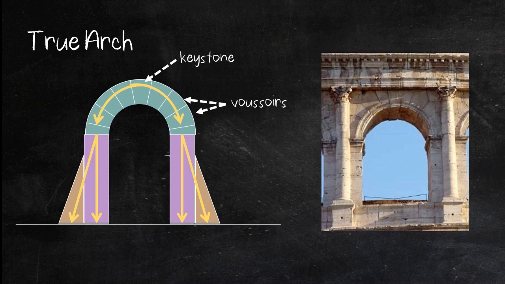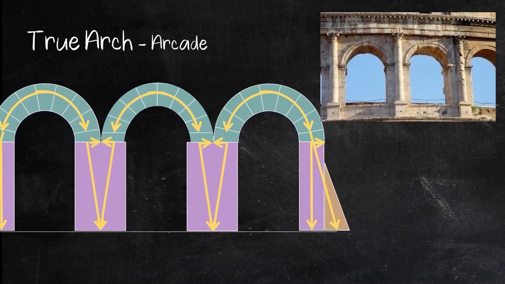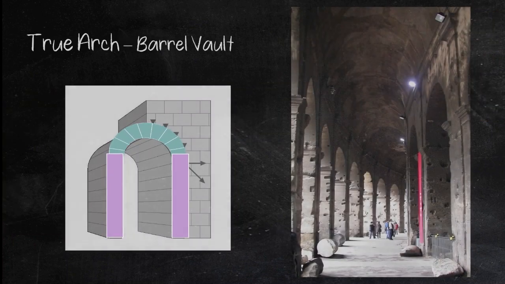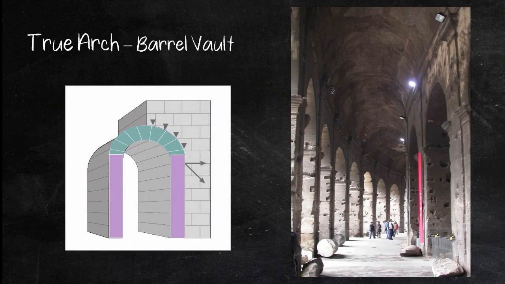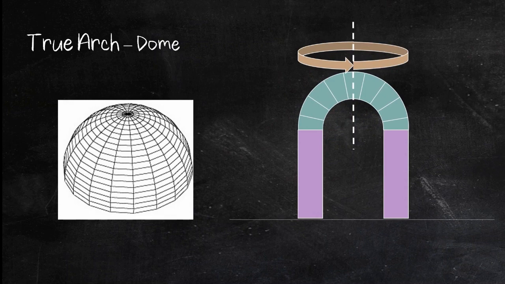By putting multiple arches side by side in a row, we form an arcade. And arcades are really cool because the force produced by each individual arch is balanced by the neighboring arch. So as one pushes out to the left, its neighbor pushes to the right, and each supports the other one. When you extend an arch back into space, increasing its depth, you get something called a barrel vault. And if you spin an arch on its central axis, you create a semi-spherical dome.